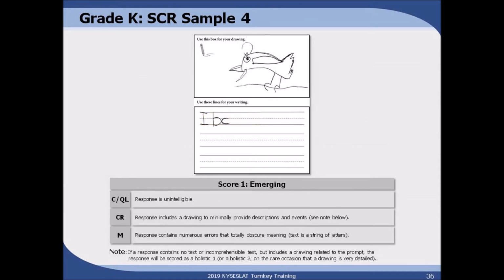Sample 4 is scored a 1, emerging. Complexity quality of language and mechanics are at the entering level. The written text is unintelligible. However, the response includes a drawing of a bird to minimally provide descriptions. If a response contains no text or incomprehensible text, but includes a drawing related to the prompt, the response will be scored a holistic 1. It can even be scored a holistic 2 on the rare occasion that a drawing is very detailed.